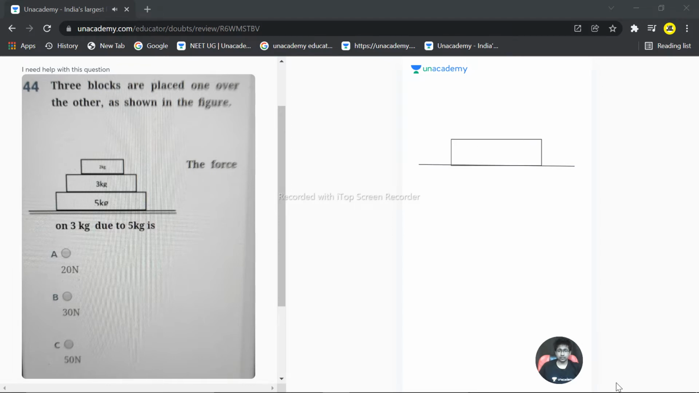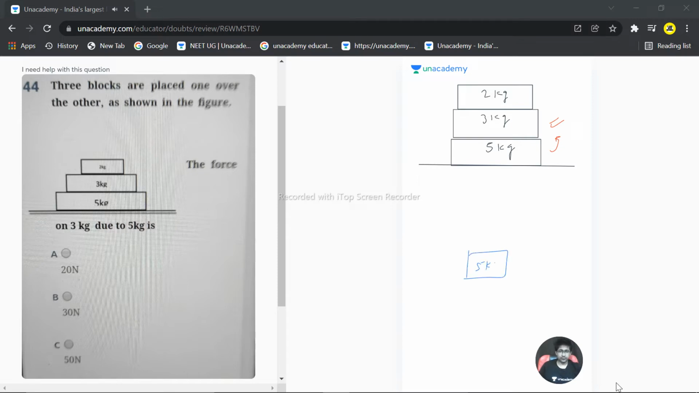So we have a 5 kg block, then over it we have a 3 kg block, then over it we have a 2 kg block. Okay, this is 2 kg, this is 3 kg, this is 5 kg. Now we need to calculate the force on this 3 kg just because of this. First of all, let's summarize this entire thing with the help of FBD.